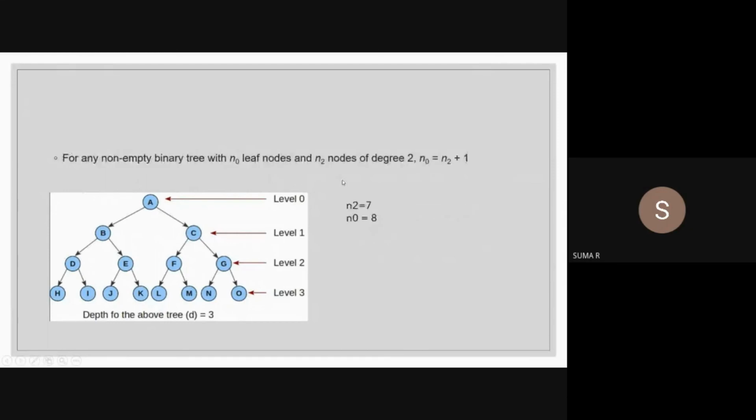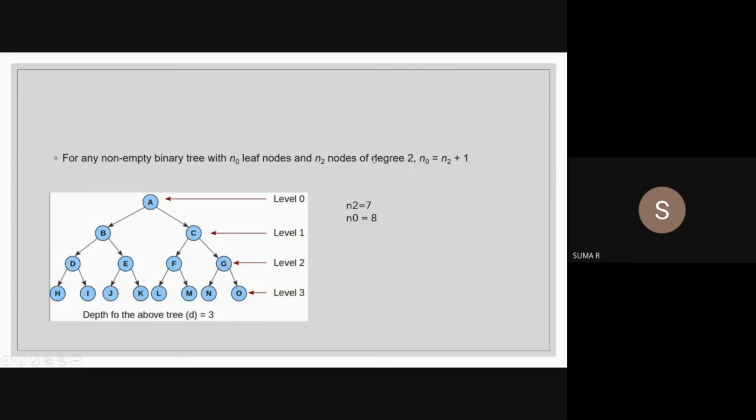Now the next one, for any non-empty binary tree with n0 leaf nodes and n2 nodes of degree 2, n0 is equal to n2 plus 1. So for a non-empty binary tree with n0 leaf nodes, how many leaf nodes are there in this one? 8. So 8 leaf nodes and n2 nodes of degree 2. How many nodes are there with degree 2? 1, 2, 3, 4, 5, 6, 7. 7 nodes are having degree 2.